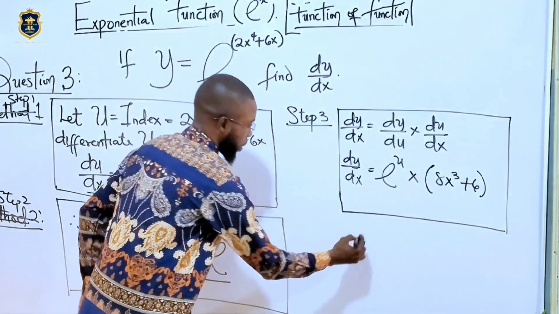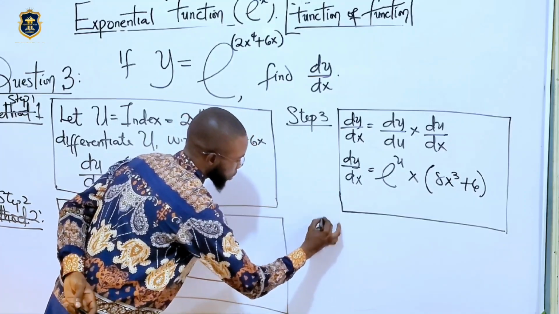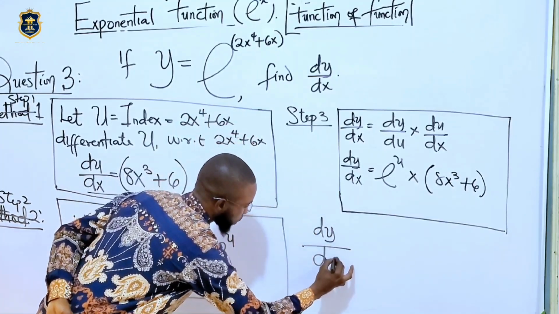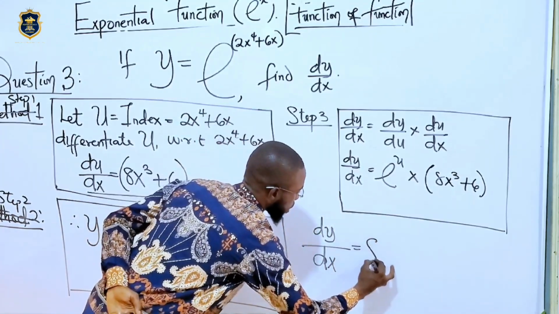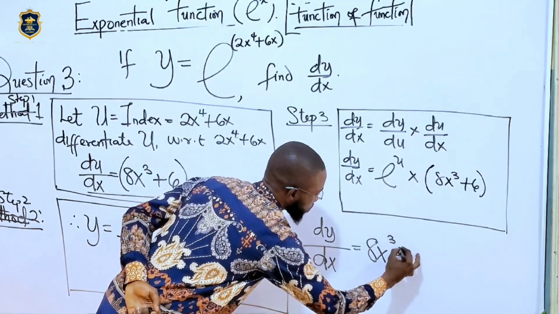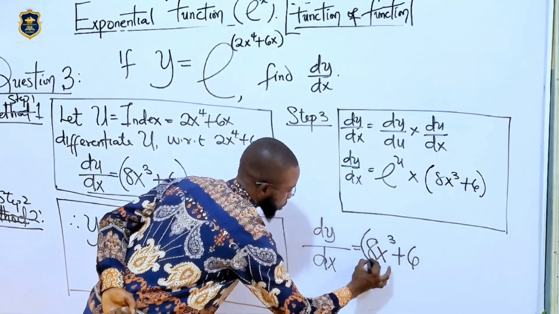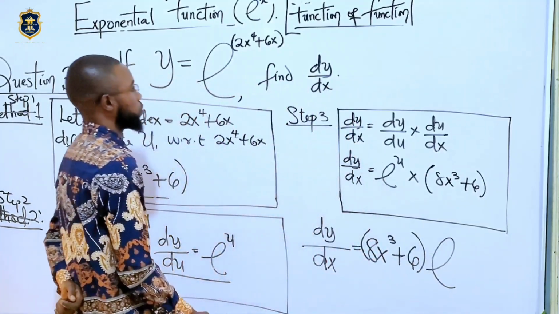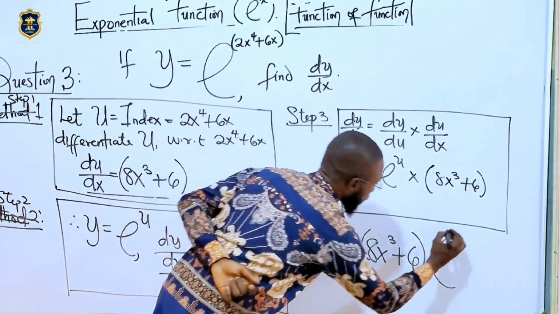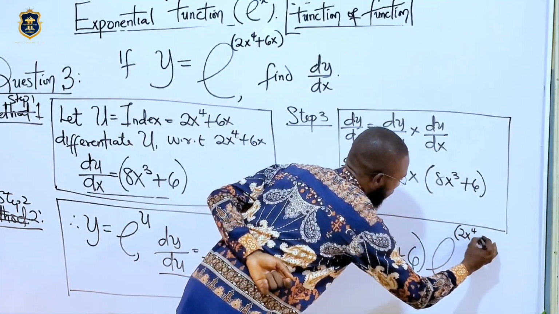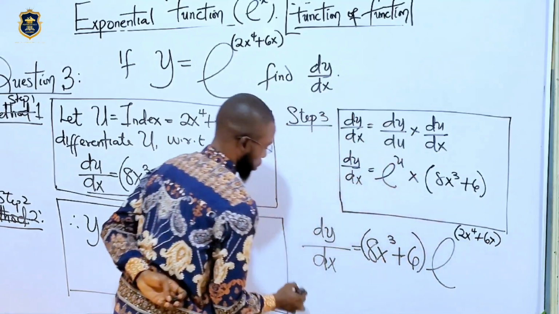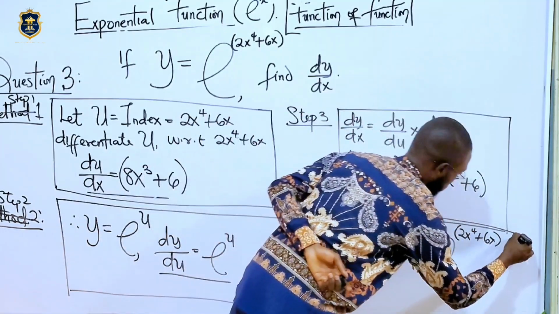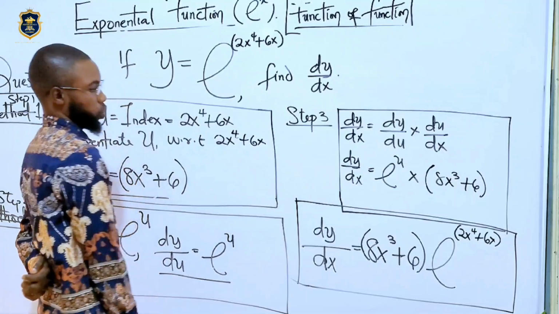So let's rearrange. By arranging, we know that our answer dy over dx becomes 8x raised to the power 3 plus 6, then e raised to the power of u. What's u? The value of u should be 2x raised to the power 4 plus 6x. This is the answer to our question.